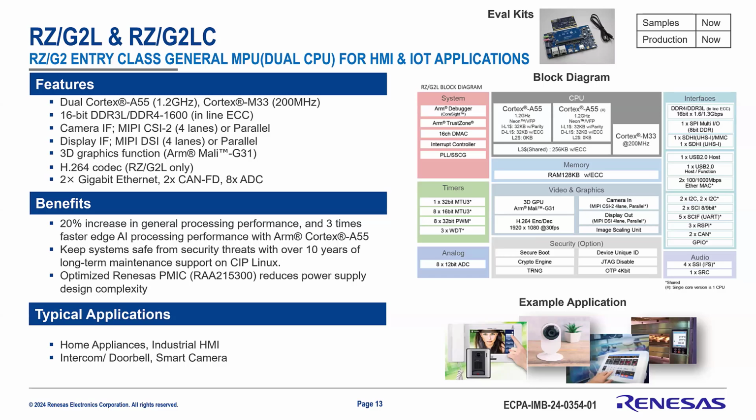We keep your system safe from security threats with our CIP Linux offering and 10 years of long-term maintenance on that. And we also offer an optimized Renesas PMIC to reduce the power supply design complexity. And then finally, the applications are home appliances, industrial HMI, doorbells and intercoms, and smart cameras. And we have the block diagram on the right, so that's featured in all these slides.